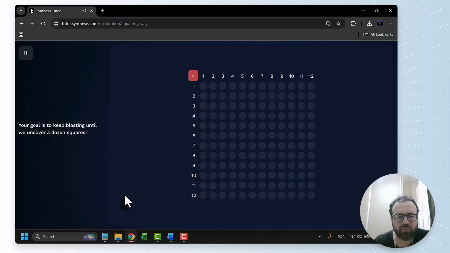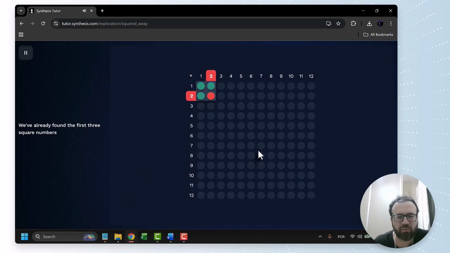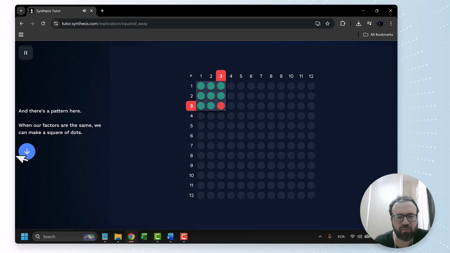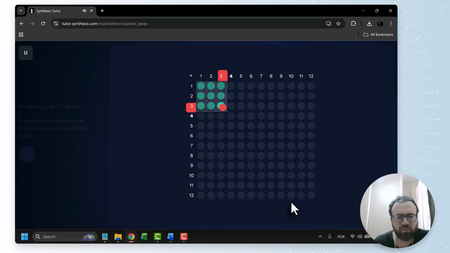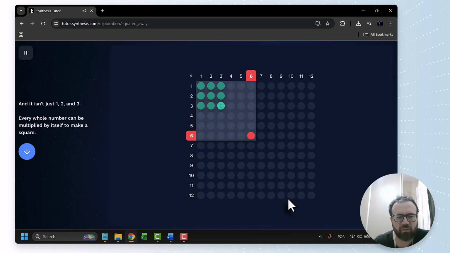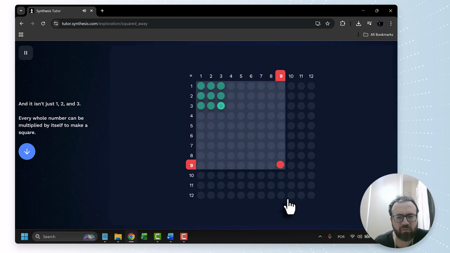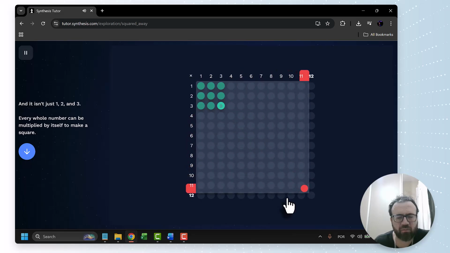Your goal is to keep blasting until we uncover a dozen squares. We've already found the first 3 square numbers. And there's a pattern here. 1 times 1, square. 2 times 2, square. 3 times 3, square. And it isn't just 1, 2, and 3. Every whole number can be multiplied by itself to make a square.